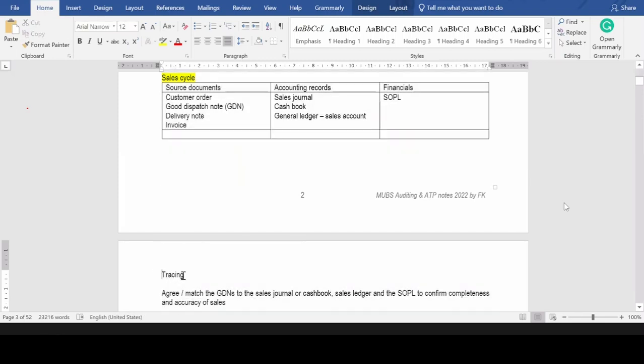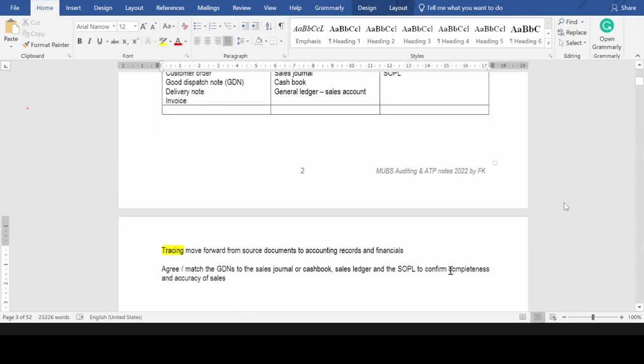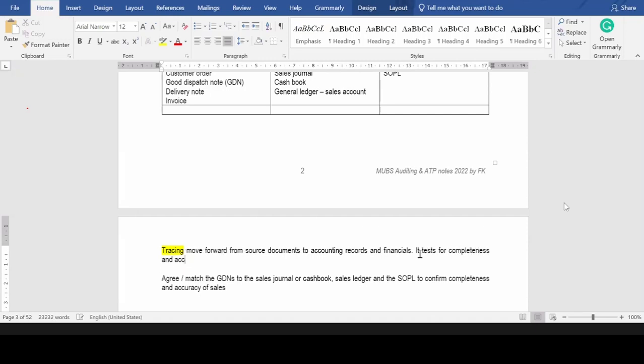Tracing, you move forward. You move from those documents to accounting record. This one, move forward, from source document, accounting record, and financials. So tracing, you move forward and it tests for completeness and accuracy.